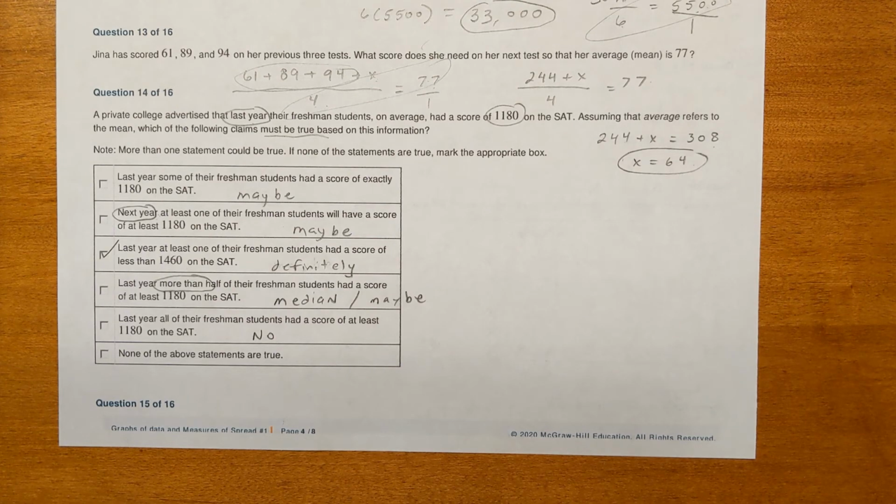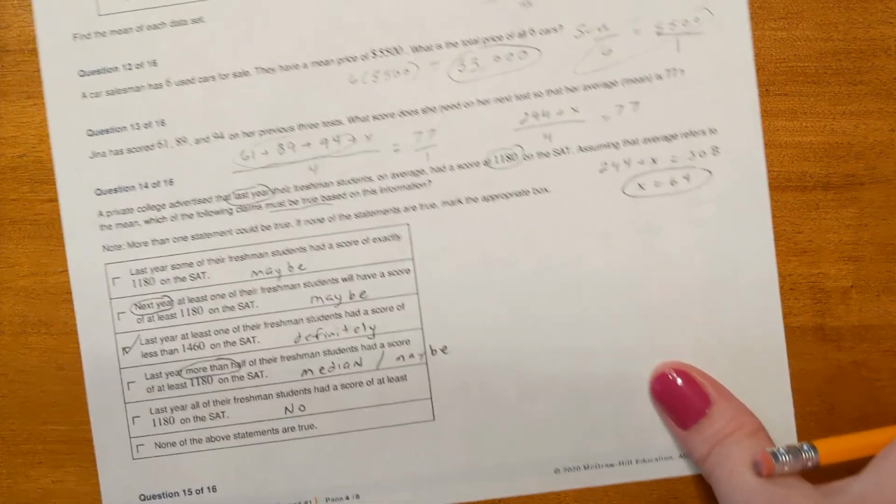Next one, last year all the freshman students had a score of at least 1180 on the SAT. No, if they all had at least that score, then the average would have been higher. So that's just not possible.